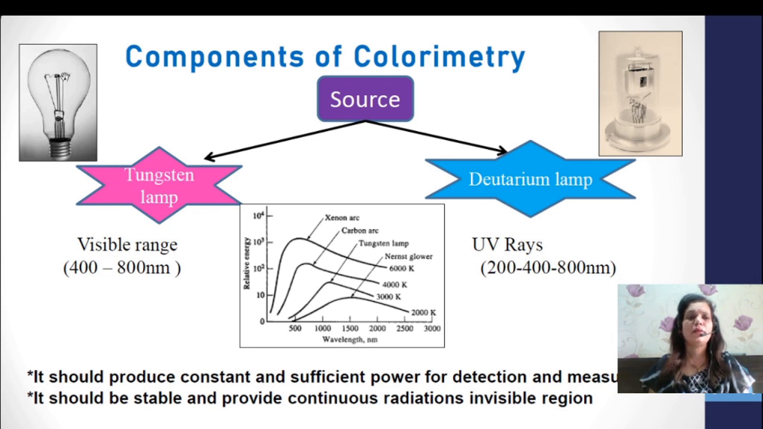Now, what is expected of the sources to be utilized as a light source in colorimetry and spectrophotometry? When I am using this source in a colorimeter, it should give the maximum amount of light in the region of 400 nanometer to 800 nanometer.